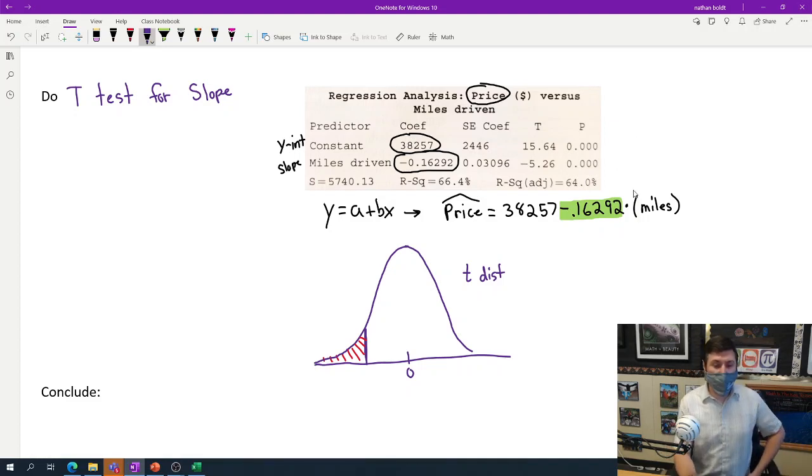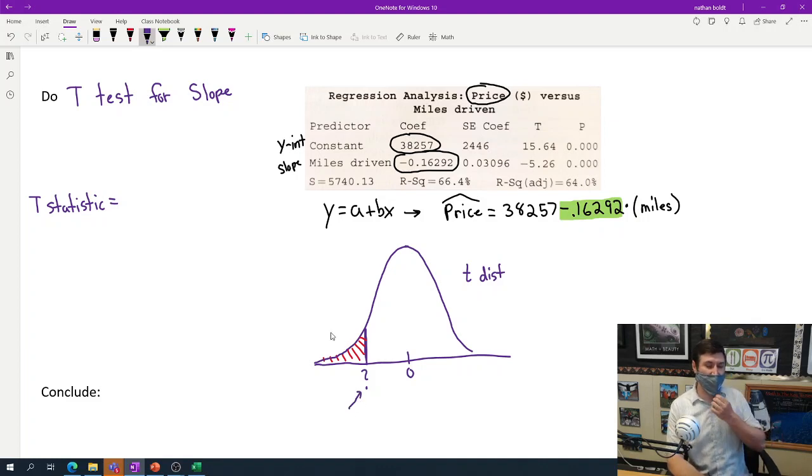But we can't use that value as the boundary. We have to standardize it. So we're going to standardize that value into our standardized t statistic. That's going to go over here, and then we will do our TCDF, our cumulative function, to find this probability.